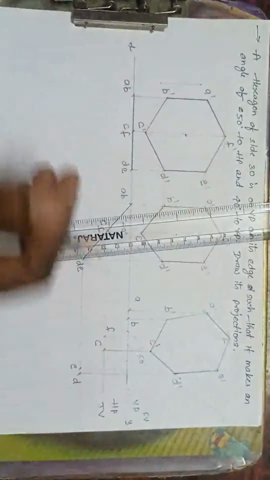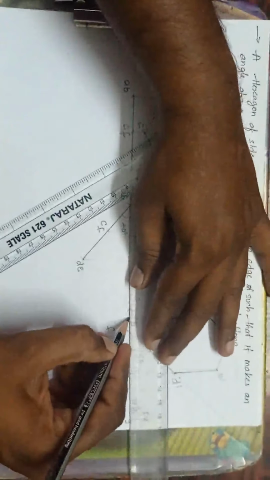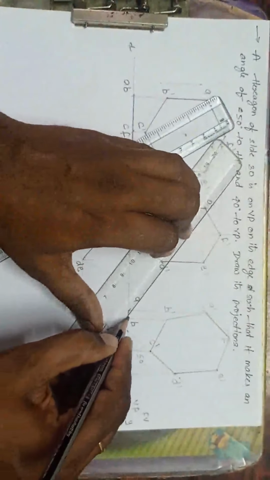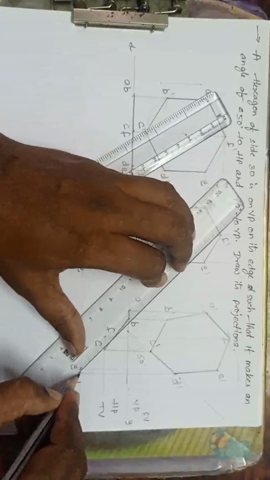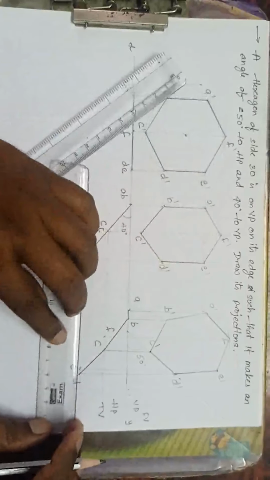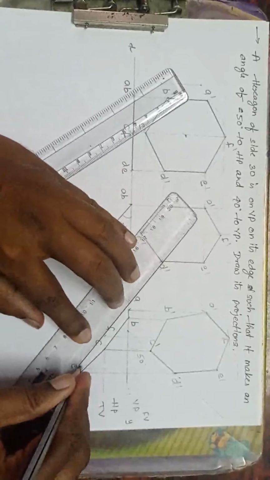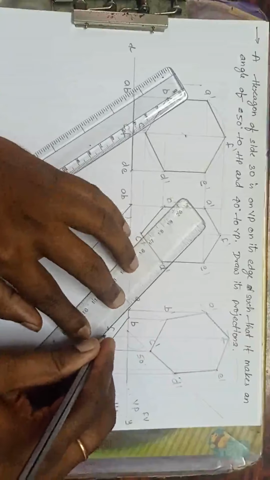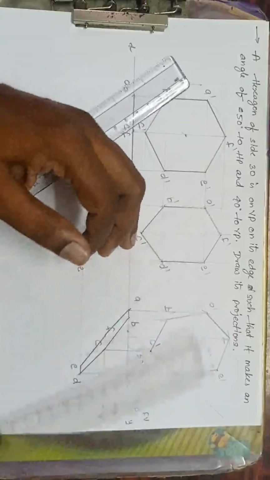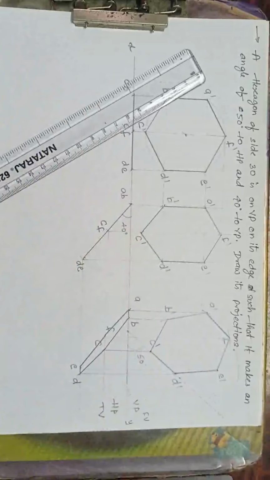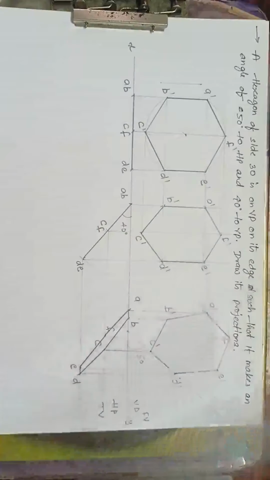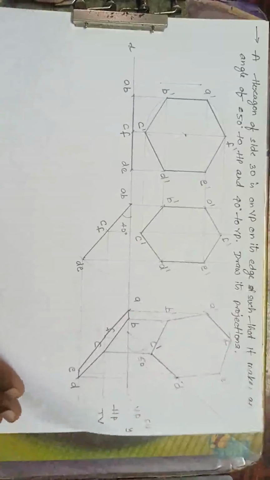Now, join everything. See here. This is AB. Next, BC. Next, CD. Next, DE. Okay, EF, FA. So I'll get something like this, the plane here. Okay, fine. Let us come to the next question.